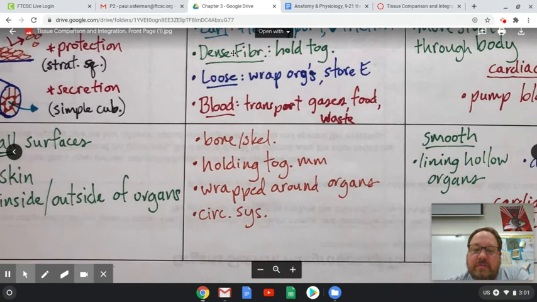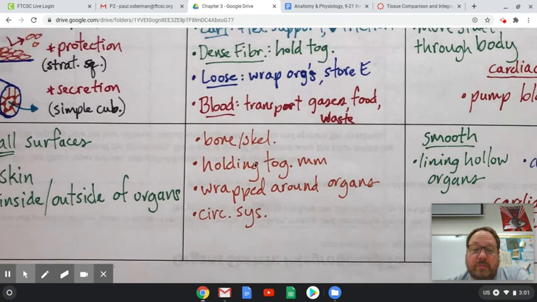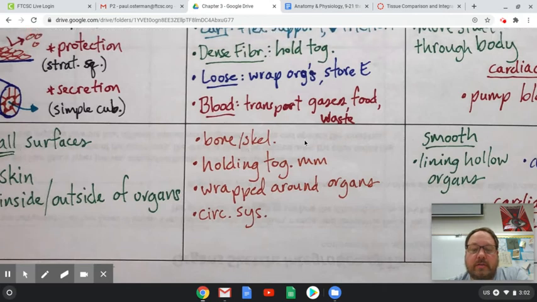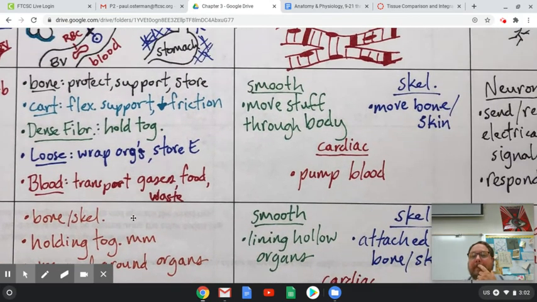Where do we find connective tissue? Well, it's holding everything together, right? So you can be holding together muscles with collagen. It can be wrapped around organs like in areolar tissue or fats. Your blood travels through your circulatory system. And of course, there's bone, and that's found in your skeletal system.